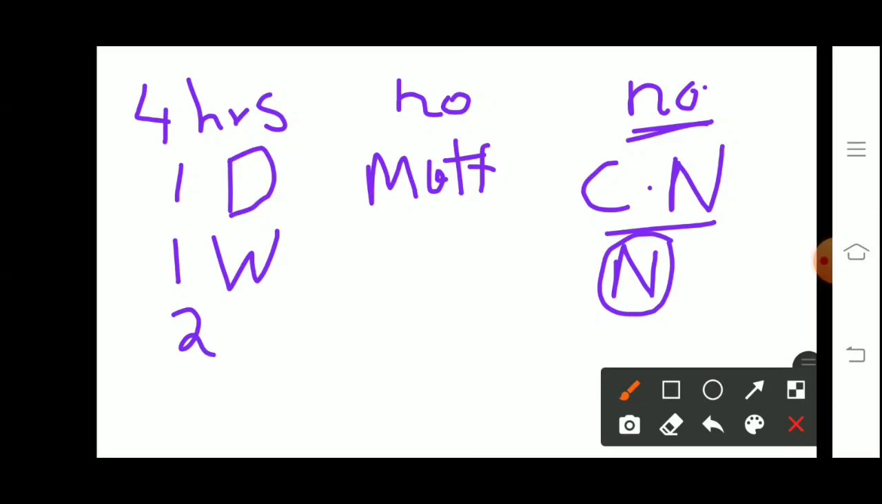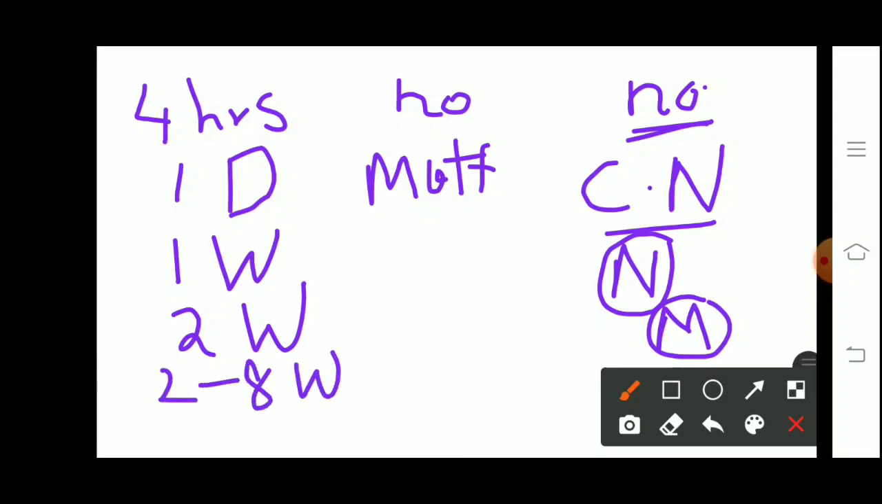Now within 2 weeks, macrophages will come into action. M means macrophages, and they will eat up all the cellular debris, dead neutrophils, everything will be eaten up by these macrophages. And at 2 to 8 weeks, what happens? Granulation tissue formation occurs, GT, granulation tissue. And after 8 weeks, that means some 2 to 3 months after this, complete scarring takes place.